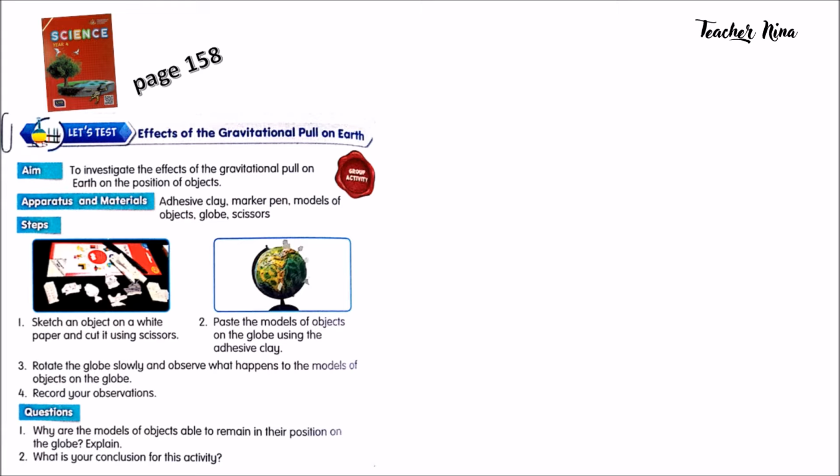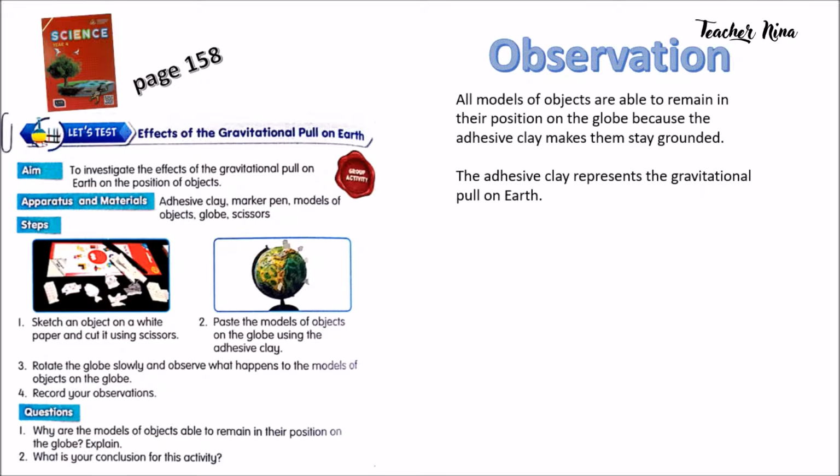Okay, can you imagine it right now? Alright, record your observations. Okay, now, what do you think will happen? What will you observe? Well, all models of the objects that you have used are able to remain in their position on the globe because, oh, this is actually answering the question. Okay, question number one. Why are the models of objects able to remain in the position on the globe?